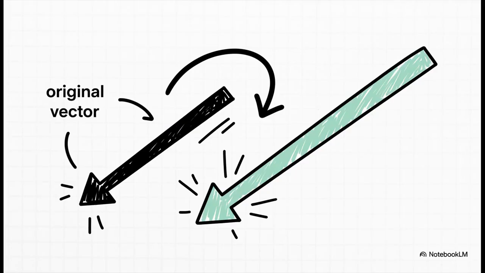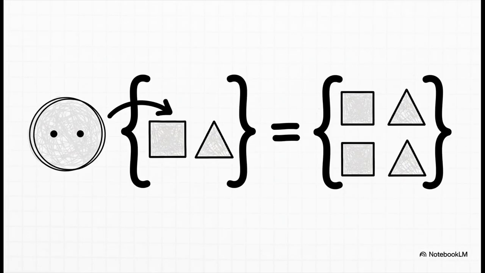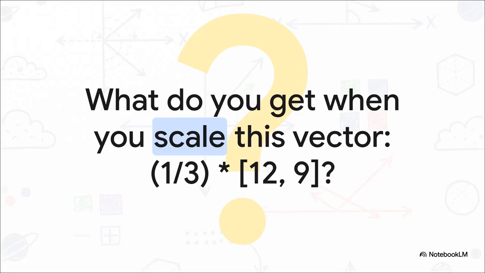But a negative number does something cool. It completely flips the vector's direction and then resizes it. So these numbers that stretch, squish, and flip vectors, they've got a special name. We call them scalars. And guess what? The math is super easy again. You just multiply each number inside the vector by that scalar. Okay, one more quick check. What do you get if you scale this vector by 1/3?